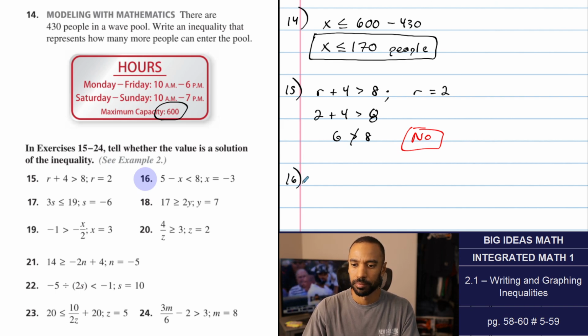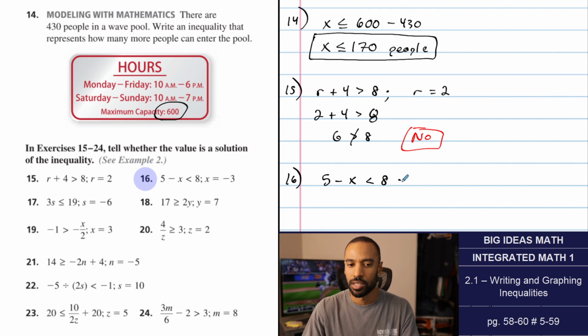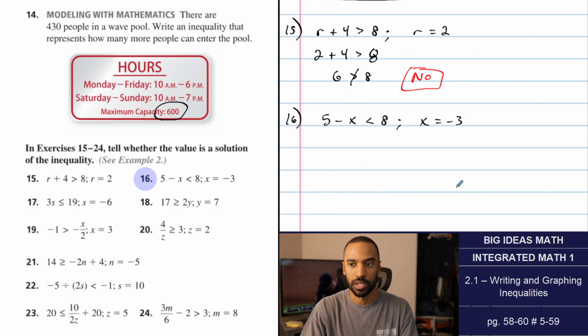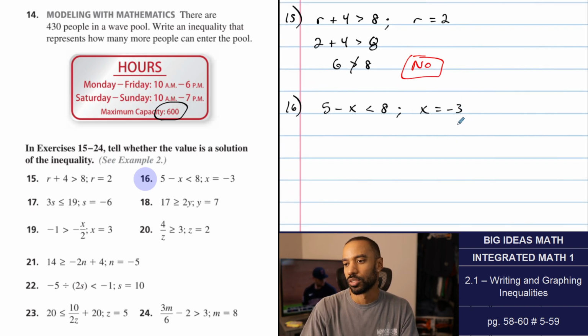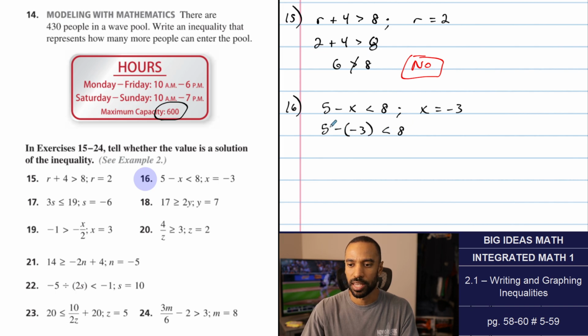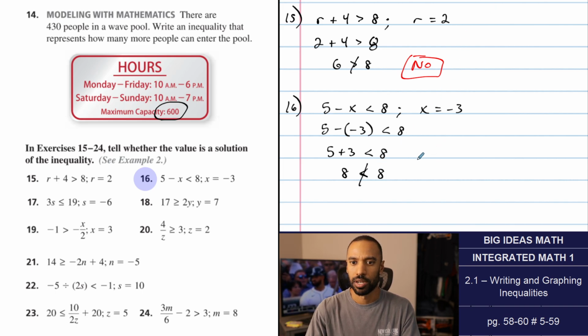Number 16. We have 5 minus x is less than 8. Keep in mind, we're not solving the inequality. We are testing a possible solution to the inequality. So now I substitute negative 3. By substitution, you want to use parentheses around the negative. So this is 5 minus negative 3, or 5 plus 3, and 5 plus 3 is 8. As 8 was not greater than 8, it too is not less than 8. This is also not a solution to the inequality.